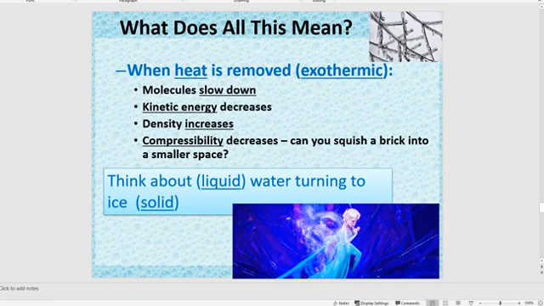Molecules will slow down. Kinetic energy will decrease. Density will increase. If you took a liquid and you froze it, the density increases because you went from a liquid to a solid. However, if you try to squish a solid, that compressibility decreases. You cannot compress solids like you can liquids or gases.